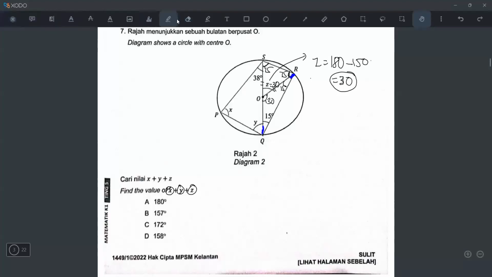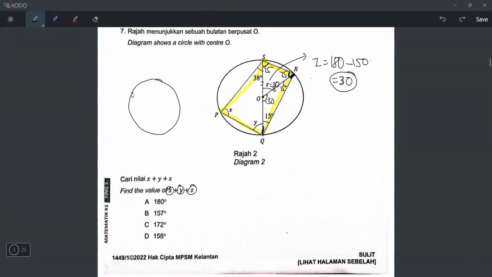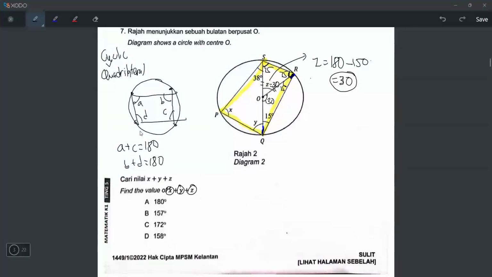Okay, look at this. I will highlight it for you. This line, this line, this line, this line. If inside the circle got quadrilateral and all the corner of the quadrilateral touch the side or touch the circumference, we call this cyclic quadrilateral. If it's a cyclic quadrilateral, the angle opposite add together is 180. So if this is A, B, C, D, the A plus C equals to 180, B plus D equals to 180. You have to know this. This is the formula. I mean, like not formula lah, but like the rules lah. The rules you need to know.